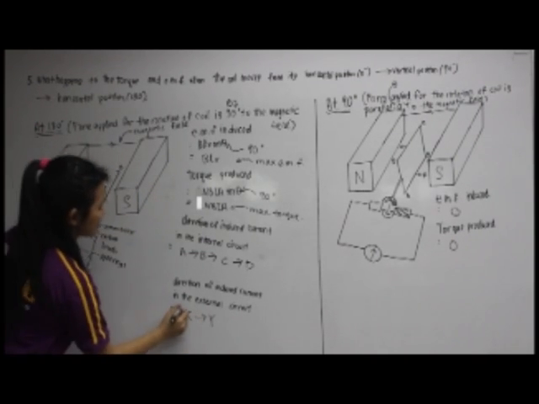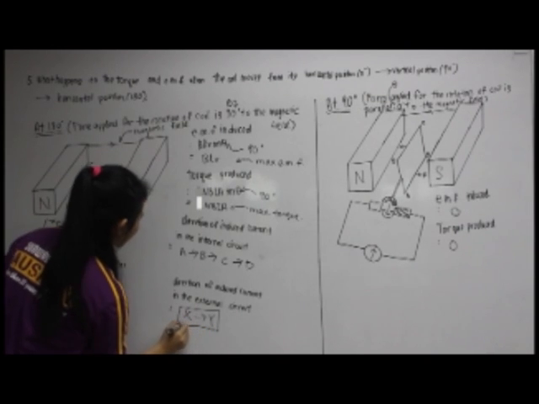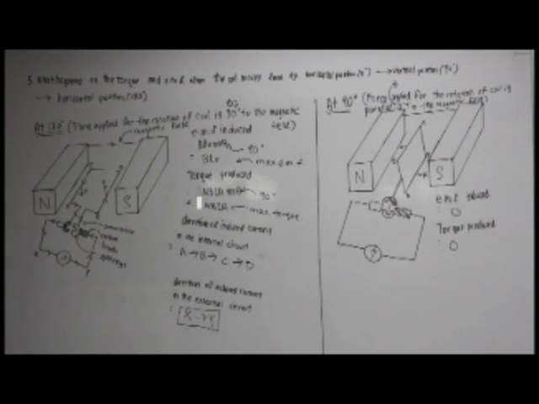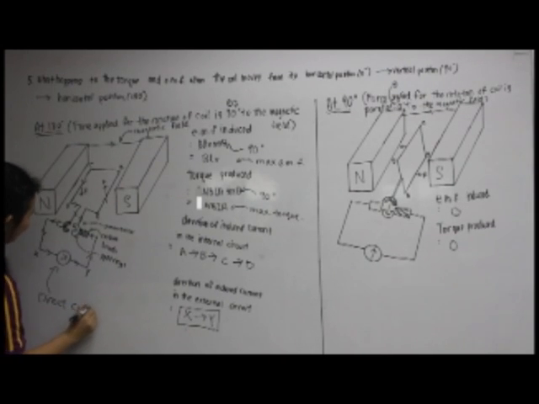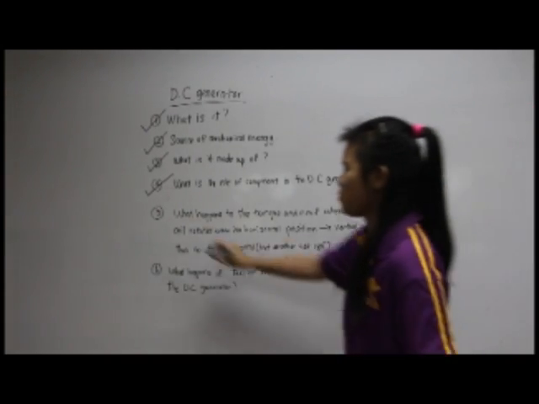So why is it X to Y again? This is because the split rings have swapped their position to the opposite side to contact the opposite carbon brush. Therefore, the direction of induced current in the external circuit is still the same. And eventually, it produces a direct current. That's what happened to the torque.